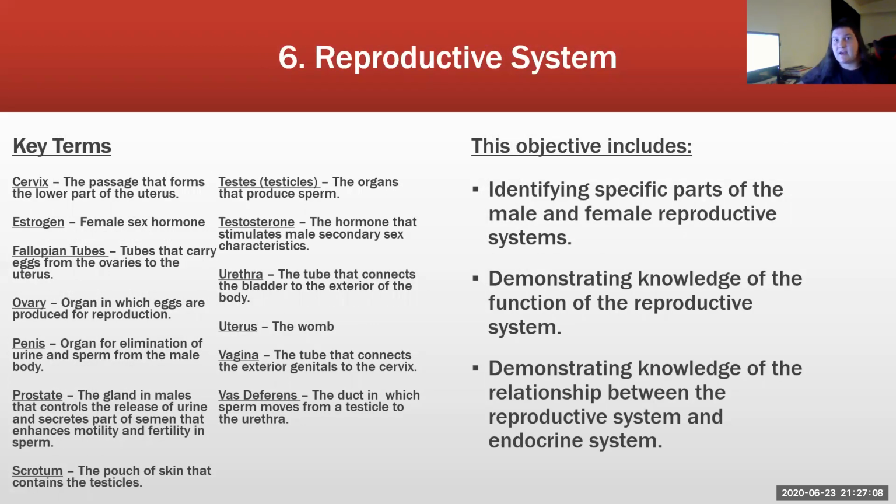Reproductive system. This also varies from sex to sex, from male to female. So certain sexes will have parts that others may not. So again, familiarize yourself with these, understand what parts they play, where they are, which gender has them, and move on. Because with these reproductive system questions, you need to be able to identify specific parts of the male and female reproductive system. You have to have the knowledge of the function of the reproductive systems, both of them, and the knowledge of the relationship between the reproductive and the endocrine systems, how they connect with each other.